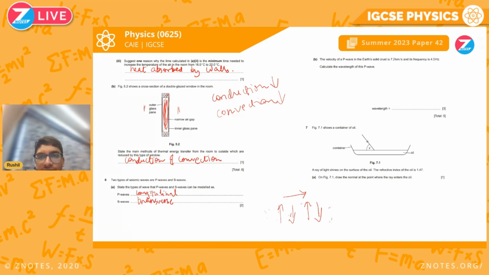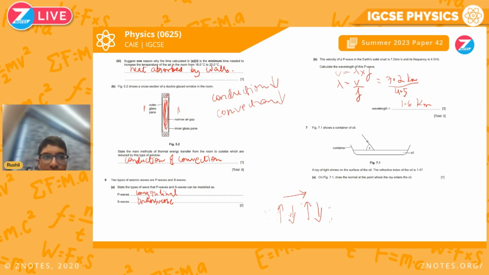The velocity of a P wave in the Earth's crust is 7.2 km per second and its frequency is 4.5 hertz. Calculate the wavelength of this P wave. As we know, the velocity of a wave is the wavelength times the frequency. Hence the wavelength is equal to velocity divided by frequency, which is 7.2 kilometers divided by 4.5, which is 1.6 kilometers. So that's the wavelength, or 1600 meters. You can write it as both.